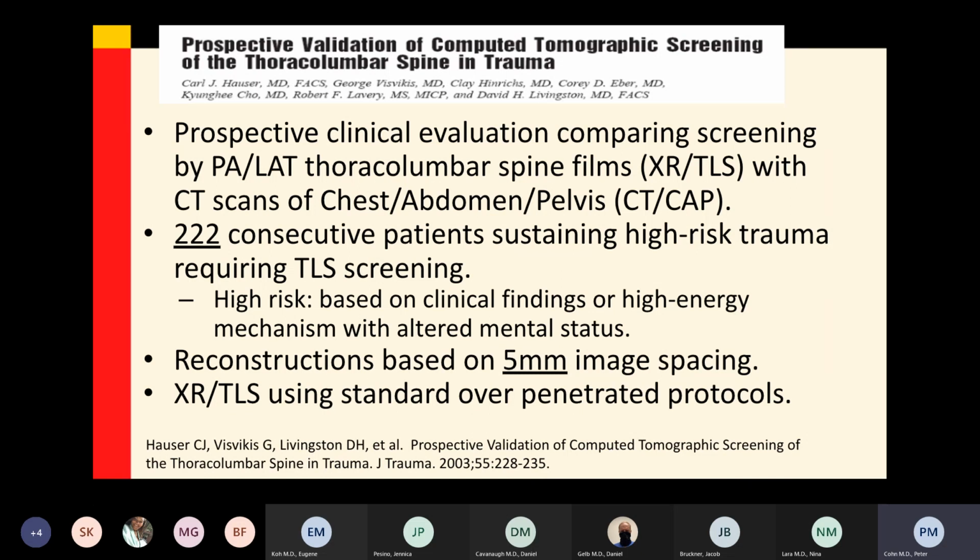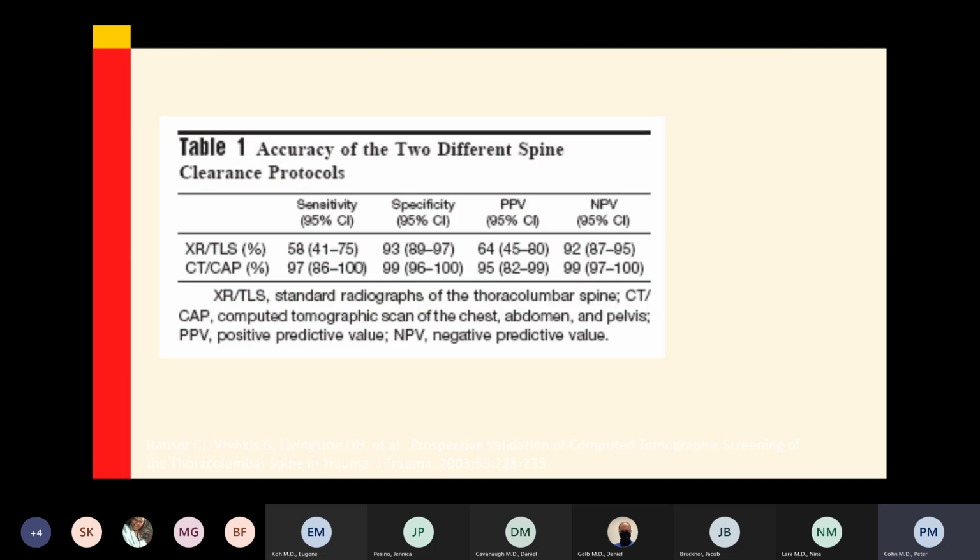X-ray is obviously cheaper and less radiation, but in some institutions may actually take more time than a CT scan, especially for trauma patients who are getting CT scans anyway. And so this was a study looking at about 200 patients who came in to trauma centers, and they were determined to be high risk for injury based on either clinical findings or a high energy mechanism with altered mental status. And they compared essentially X-ray imaging of the thoracolumbar spine to CT imaging, usually from a chest, abdomen, pelvis scan.